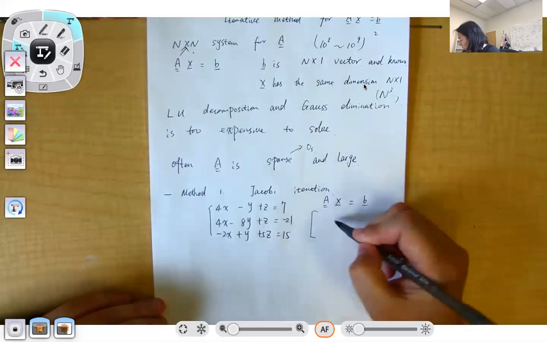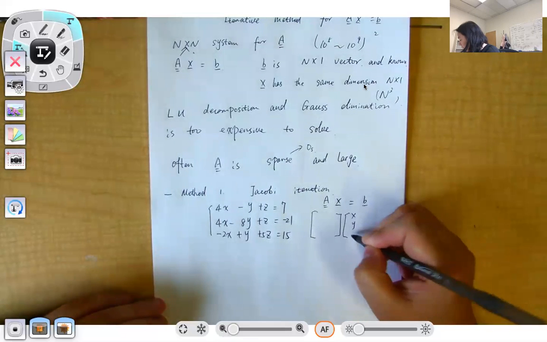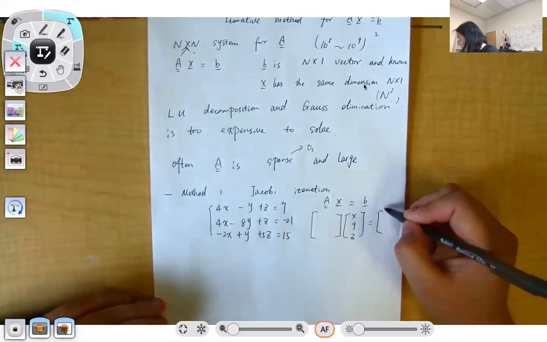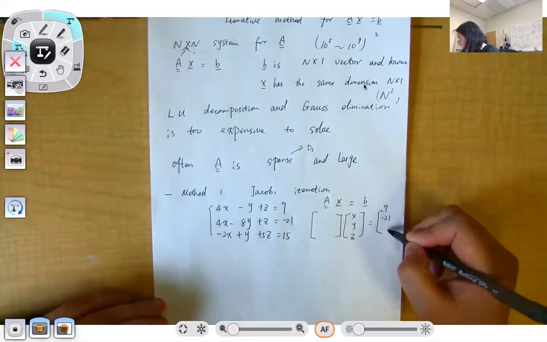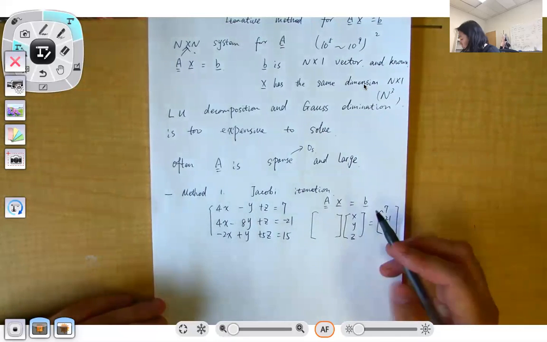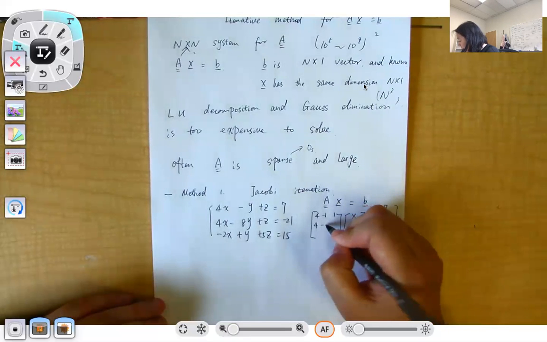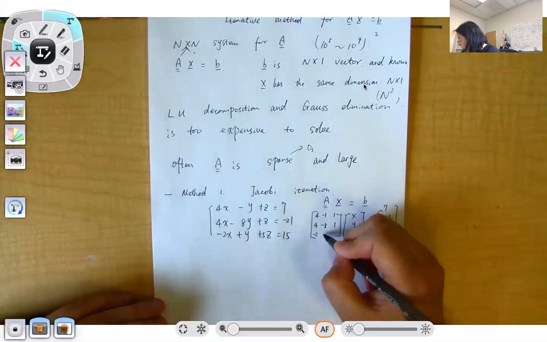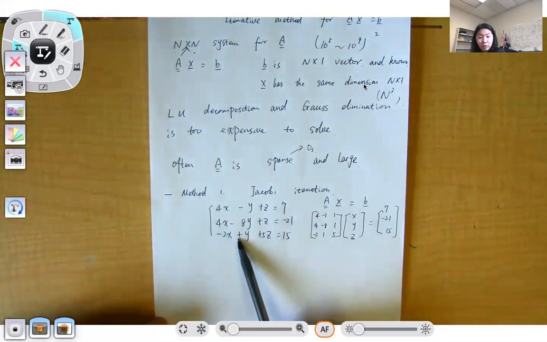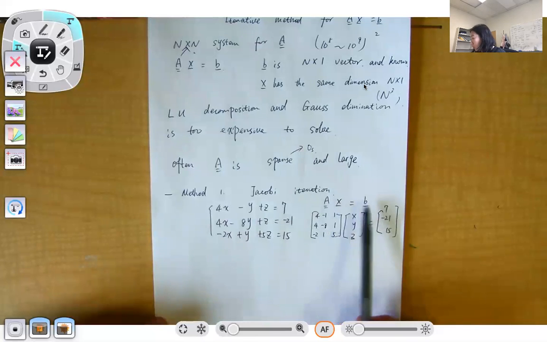The A will be the coefficients. The X is your unknown, which is x, y, z here. The B will be whatever is on the right side: 7, negative 21, 15, right? And you can input those coefficients, which are 4, minus 1, 1; 4, minus 8, 1; minus 2, 1, 5. So you can also translate these algebraic equations into a matrix representation, which is AX equals B.